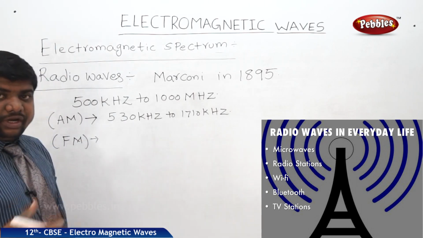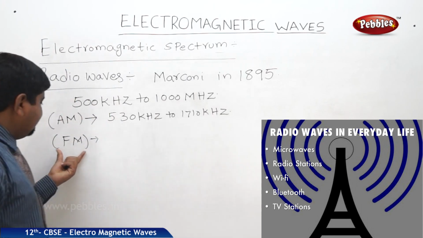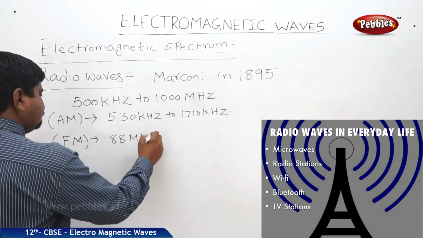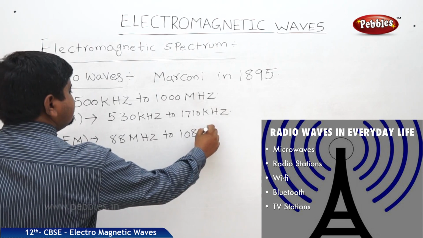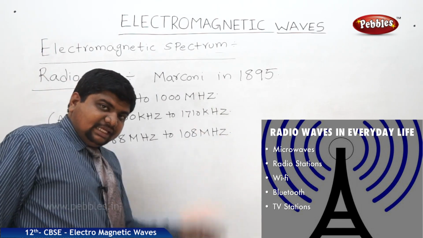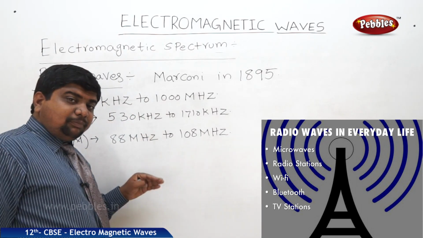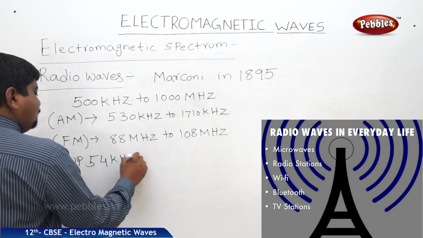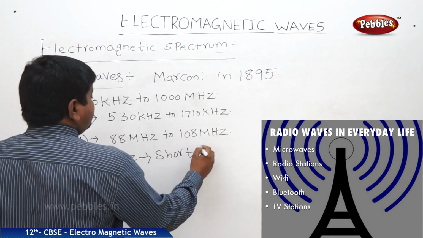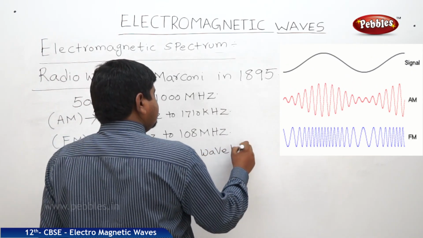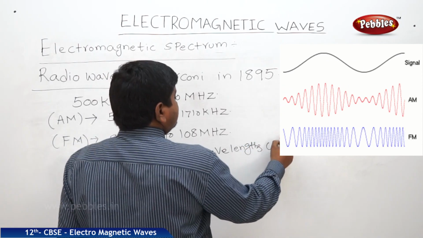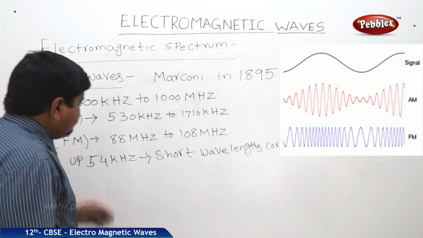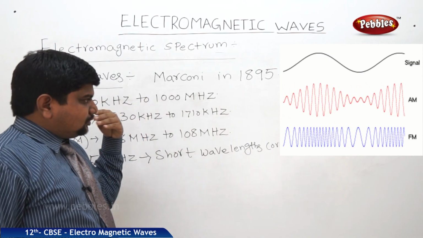Frequency modulation, FM. So daily we are listening to FM radios. That is on the basis of frequency modulation. The frequency modulation range is 88 megahertz to 108 megahertz. In these radio waves, the long wavelengths which are up to 54 kilohertz are called short wavelengths or short band. These radio waves are used to transmit the TV signals also.